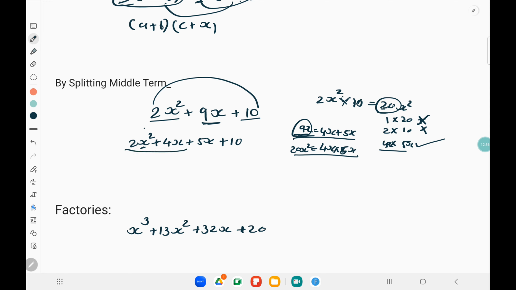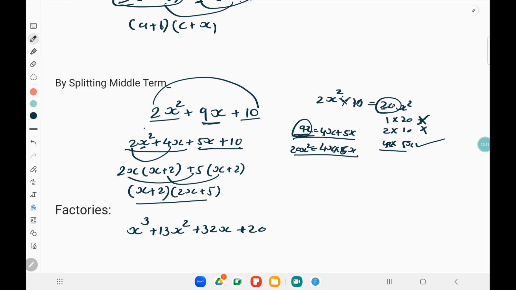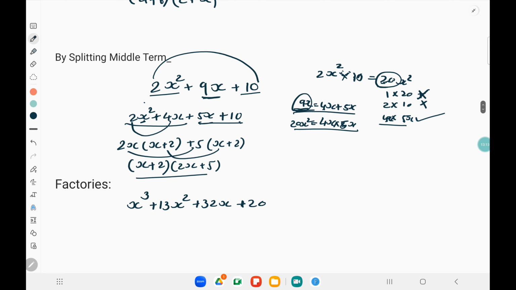So first two terms, what is the common? First let's check the coefficient. 2 and 4 have a 2 common, and x square and x have an x common. So what is left inside the bracket? x plus 2 remains inside, right? Okay, last two terms 5x and 10, what is the common? 5 is common, and inside remains x plus 2. So both have a common bracket, so x plus 2 and 2x plus 5 is the second bracket. So this is the way we can factorize.